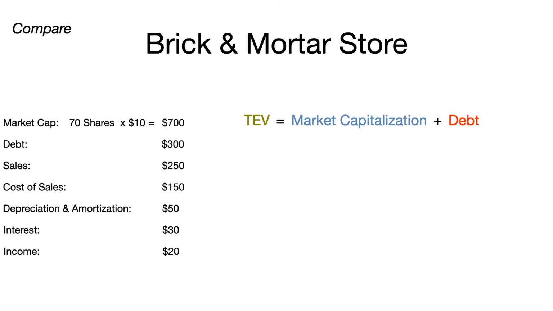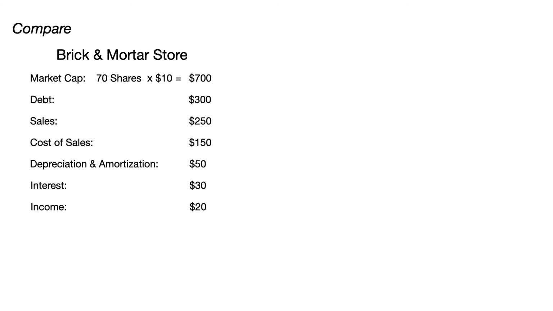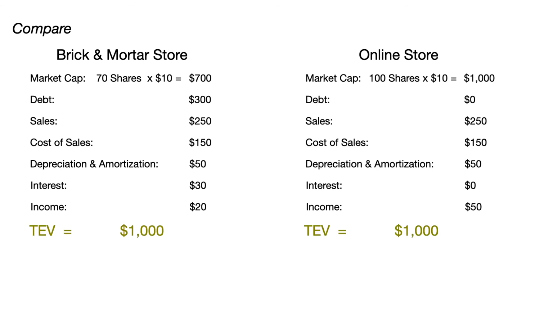But it's equal to market cap plus debt, those first two lines here. So it's $700 plus $300, that's going to give you $1,000. That is the total enterprise value. Well, that's kind of interesting. So the brick and mortar store has a total enterprise value of $1,000. The online store also has $1,000. Except brick and mortar looks a little bit worse because it's only making income of $20 and online's making $50. Why? Well, because of the interest.